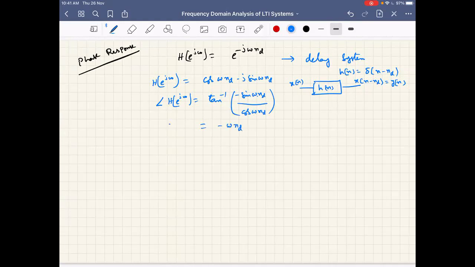This is the continuous phase, because usually tan inverse gives the wrapped phase, so you will get the phase only in the range minus pi to pi. However, whatever I have written here is the absolute phase or continuous phase.